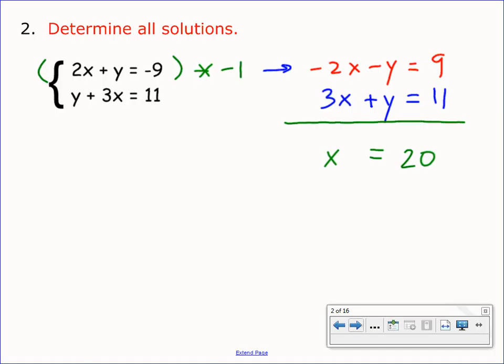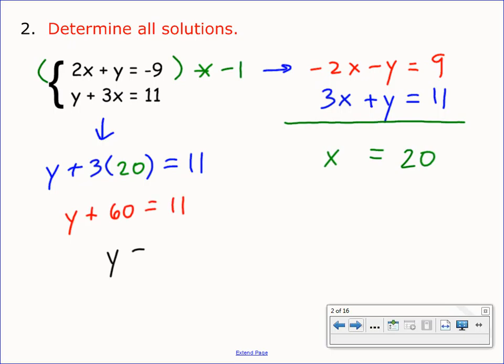Gosh, elimination method is clean, isn't it? After I have one of the values, one of the coordinates of my solution point, I can go back into either of the originals, substitute in that value, x equals 20, and then solve for y. So I'll go ahead and grab this second one. It looks pretty ready to go. And I'll rewrite it y plus 3x equals 11. Except everywhere I see an x, we're going to put 20. So I get y plus 60 equals 11. Subtraction of 60 from both sides yields my y coordinate of the solution point, and I'm getting -49.